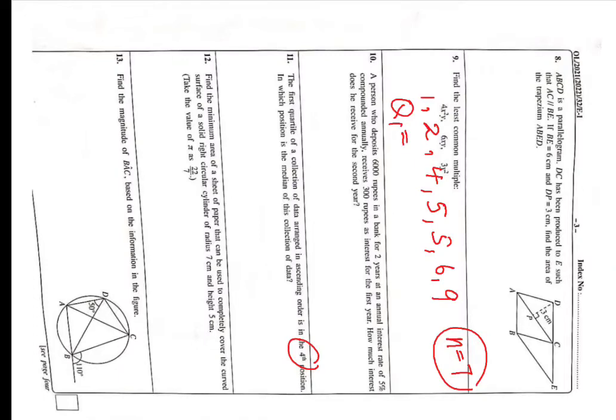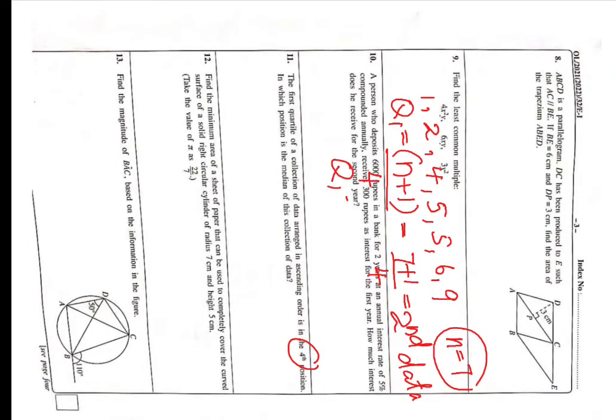Q1, that is the first quartile, is calculated by this equation: n plus 1, where n is the number of data, divided by 4. N is 7, so it is 7 plus 1 over 4. 7 plus 1 is 8, 8 over 4 is 2. This is not our Q1 answer, this is the position of Q1. Second data is Q1. The second data given here is 2. So the first quartile is 2 in my data set.